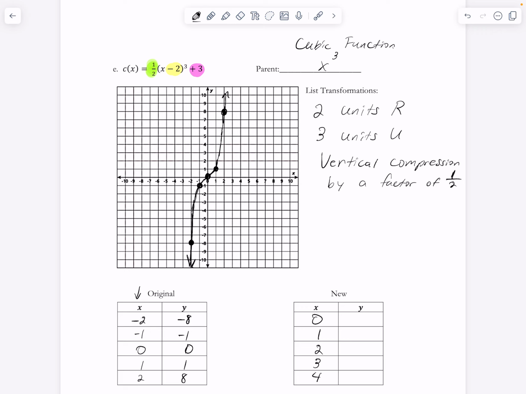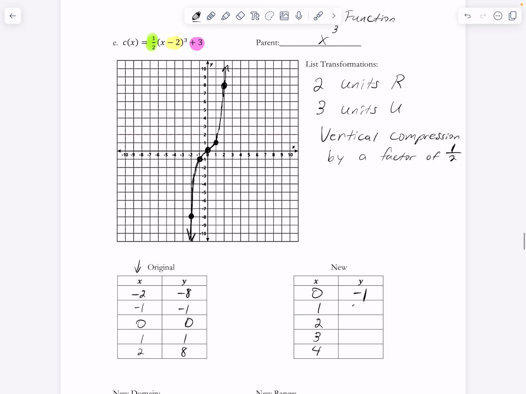So if you plug in 0, you get 0 minus 2. This one won't be a decimal, but -2 cubed is -8. Half of that is -4. -4 plus 3 is -1. This next one will be a decimal. 1 minus 2 is -1. You cube it, you get -1. -1 times 0.5 is -0.5. -0.5 plus 3 is 2.5. So again, you are going to have some decimals here. That's okay. I think you'll be fine when we plot them.